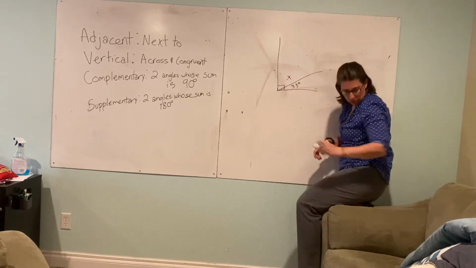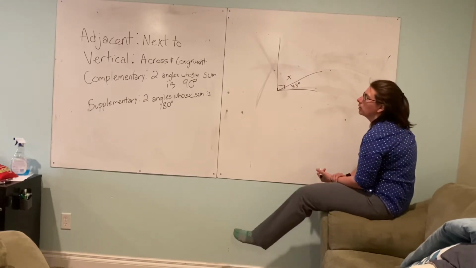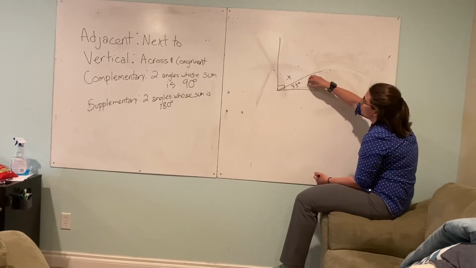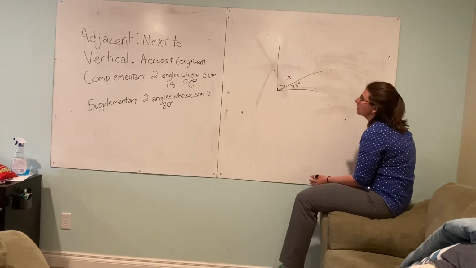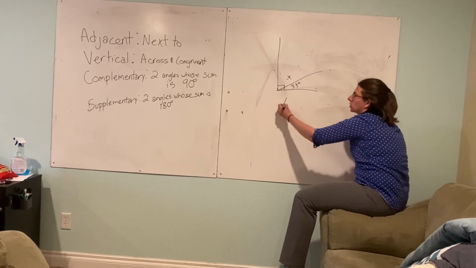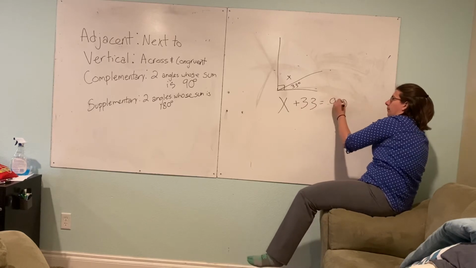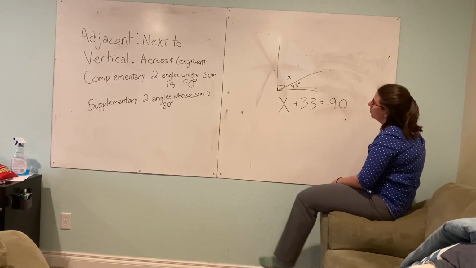Okay, so remember this little square in the corner, that means that it's a right angle. A right angle adds up to 90 degrees. One angle is 33 degrees. We don't know the other one. So we're just going to create an easy equation. X plus 33 equals 90. Goal is to isolate the variable, so we want x by itself.